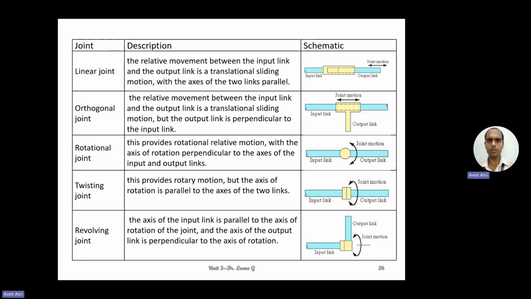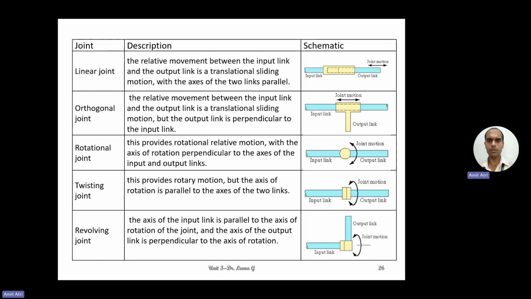Then the twisting joint. It also provides a rotary motion, but the axis of rotation is parallel to the axis of the two links. So this is the difference between the rotational and the twisting joint. Both provide rotary motion, but in the case of the twisting joint, the axis of rotation is parallel to the axis of the two links, whereas in the case of the rotational joint, the axis of rotation is perpendicular to the axis of the input and output link.